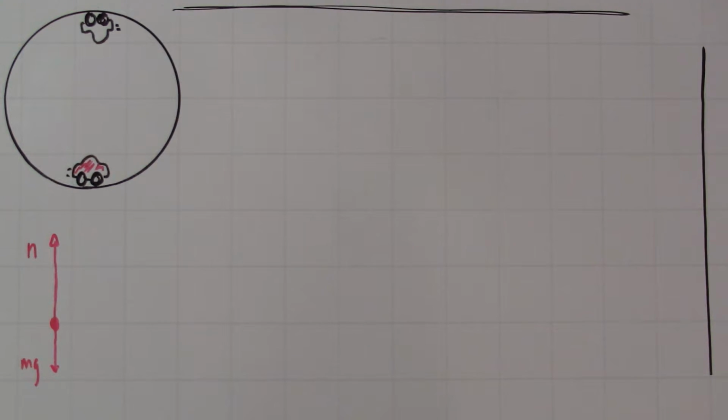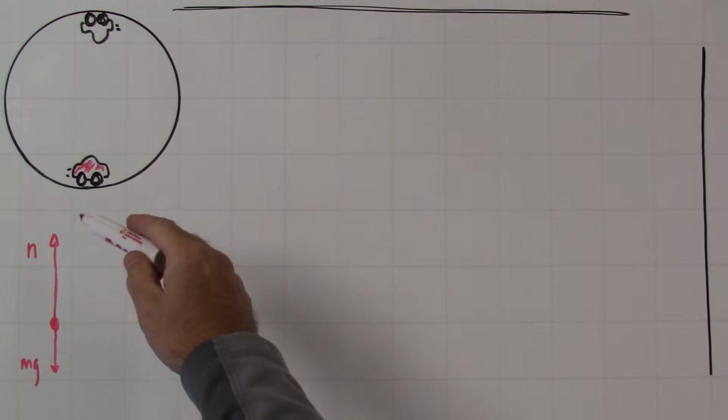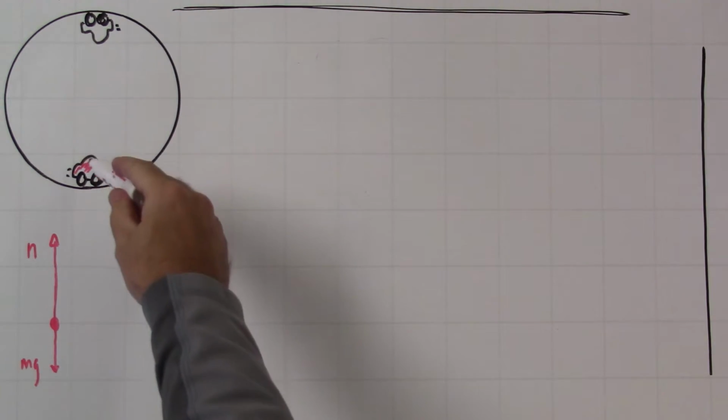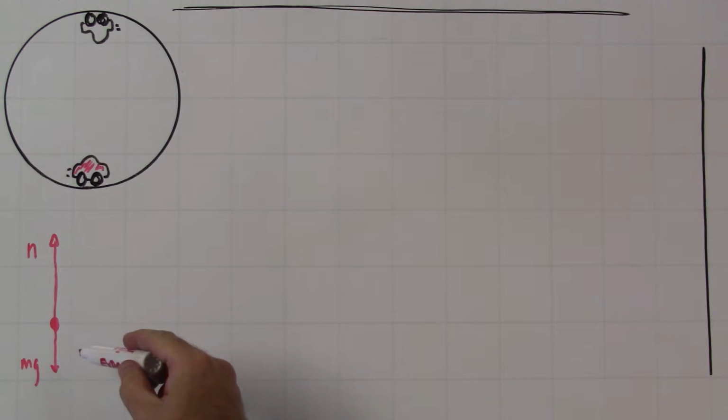Now, in this case, conceptually speaking, our car is in circular motion, and if you're in circular motion, there has to be an unbalanced force, and it has to point toward the center of the circle. And in this context, obviously, the center of the circle is above the car. Therefore, the normal force has to be bigger than the weight.